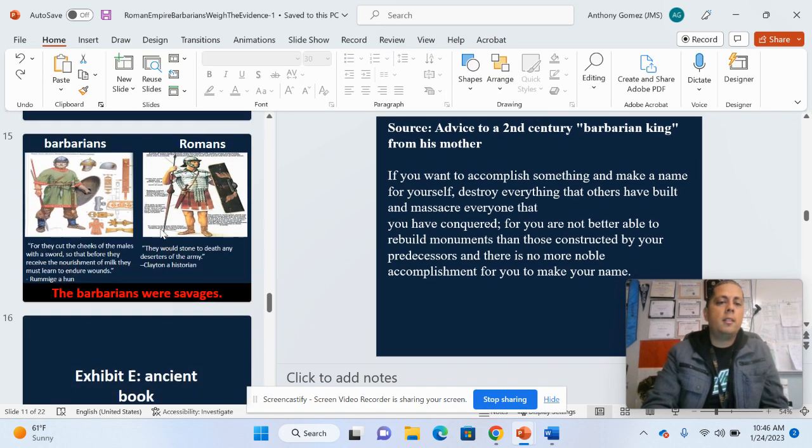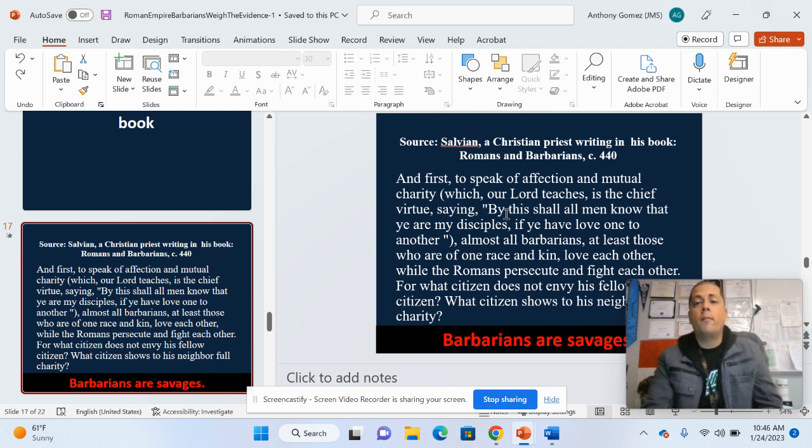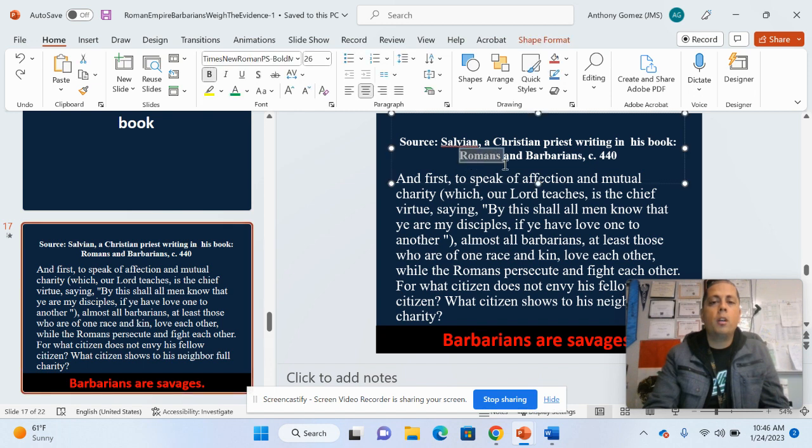So let me give you one last example. This one's kind of interesting as well. This one is more weight for why the barbarians were not savages, right? This is written from a Christian, which also could be a little more biased, right? Because I tell them, okay, remember the Romans were persecuting the Christians during this time period, so keep that in mind as you read this.